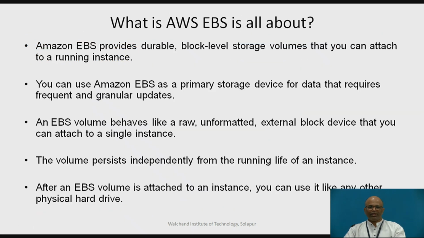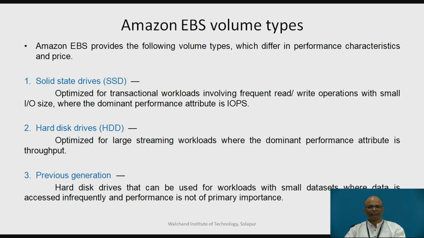So what is AWS EBS all about? Amazon EBS provides durable block level storage volumes that you can attach to a running instance. You can use Amazon EBS as a primary storage device for data that requires frequent and regular updates. An EBS volume behaves like a raw, unformatted external block device that you can attach to a single instance. The volume persists independently from the running life of the instance. After an EBS volume is attached to the instance, you can use it like any other physical device, and later on, you can detach it also.